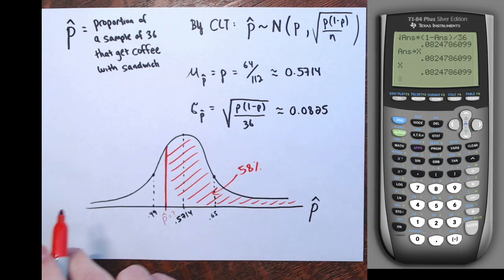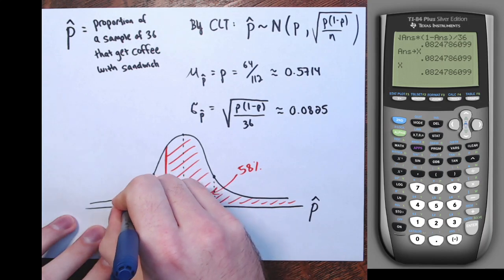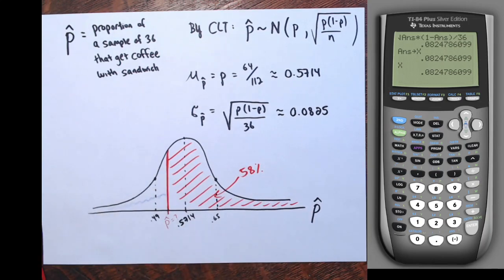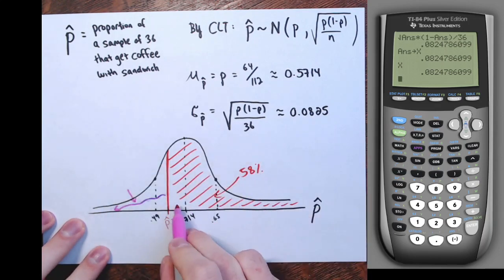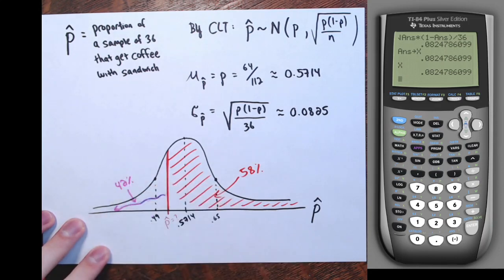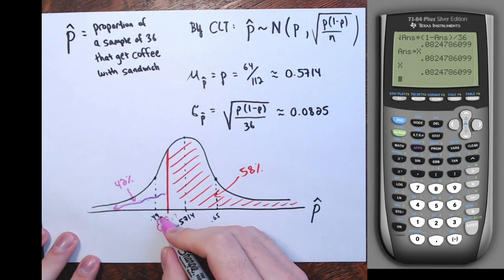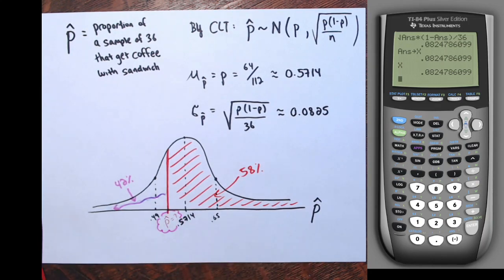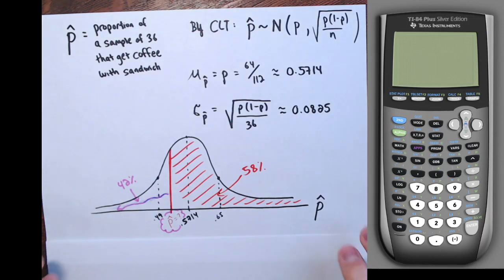That means that this area here, if there's 58% above this value, there's 42% below it. Okay. All right. Now again, there are a couple ways to find this value. Method 1 to finding this value is using a table.